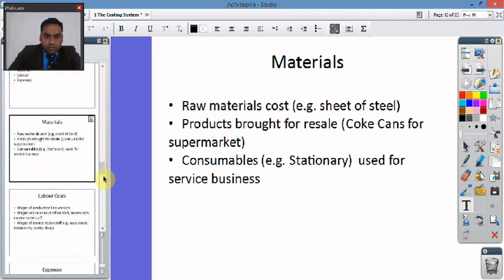So raw materials, what they're talking about for materials is raw materials. For example, for Coke cans, you've got the aluminium or whatever Coke cans are made of. For stationery, you might have the wood for the pencil, you might have the lead for the pencil. These are all examples of materials that you need. Building materials, to build a house, like bricks, would be another type of material. So materials is basically the raw materials that you need to produce your product.